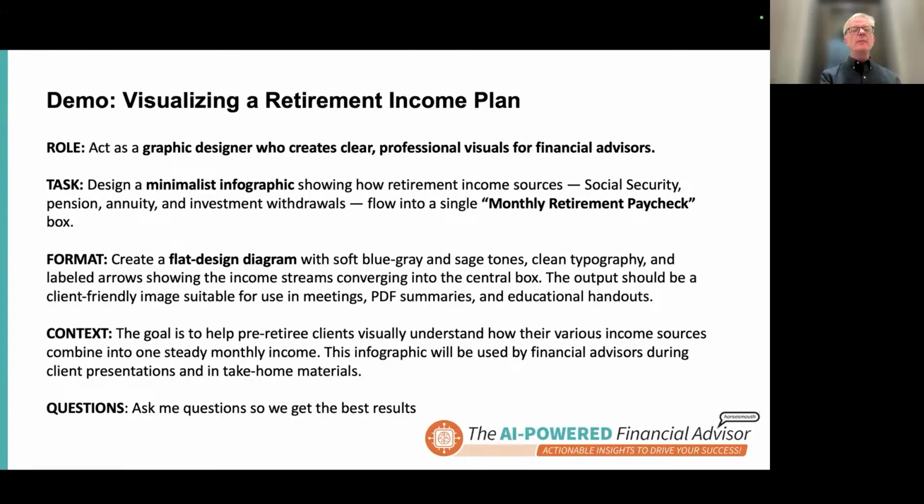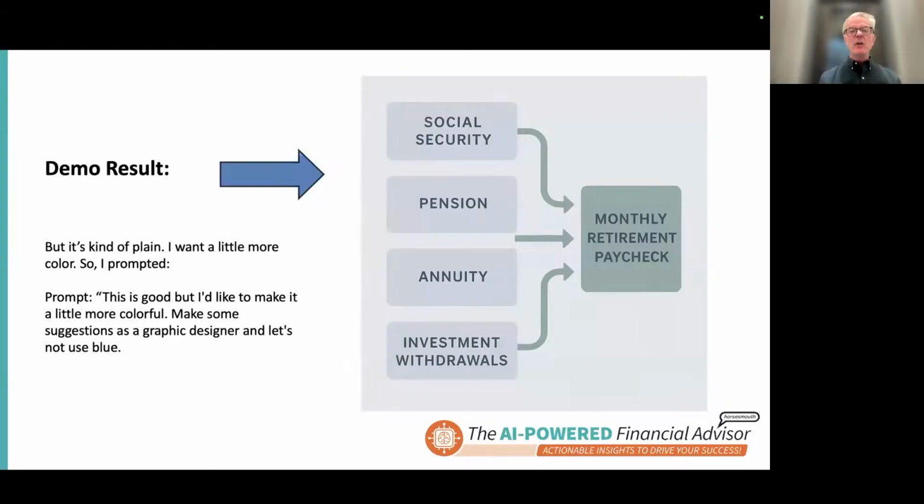By the way, how do you get some of this? Sometimes you go to the AI and say, hey, I'm trying to create a retirement income plan prompt to get a good graphic. Help me with the prompt. And then the AI will help you with the prompt. Then you'll have the prompt, you enter the prompt, and then you start getting results.